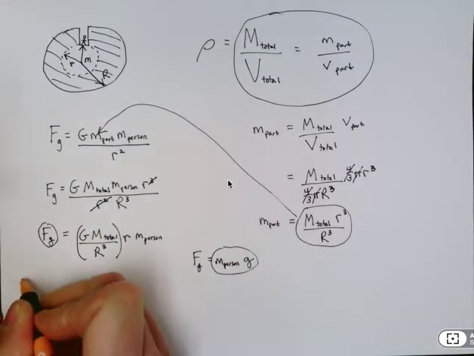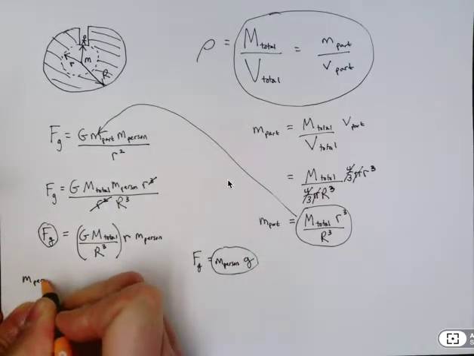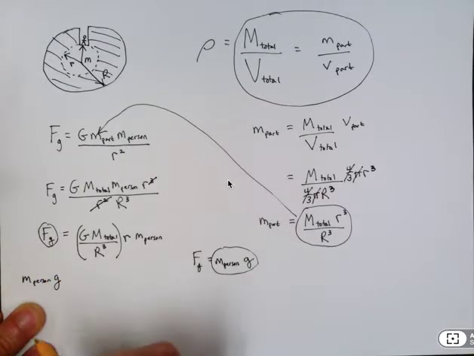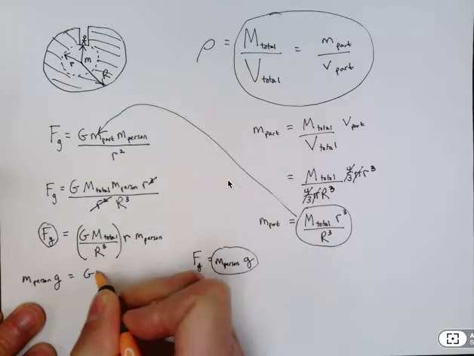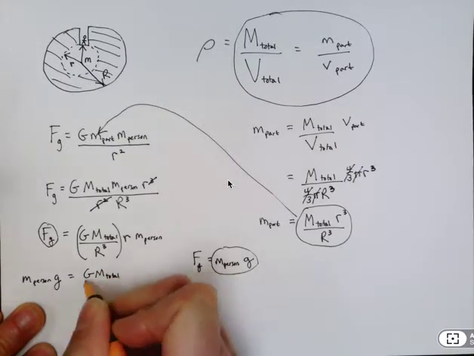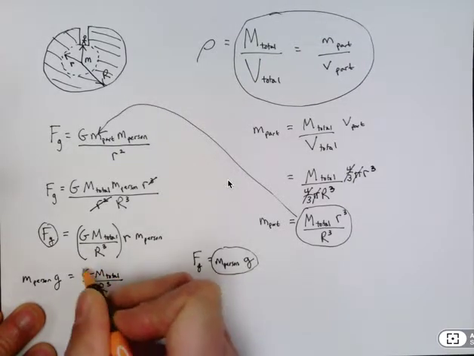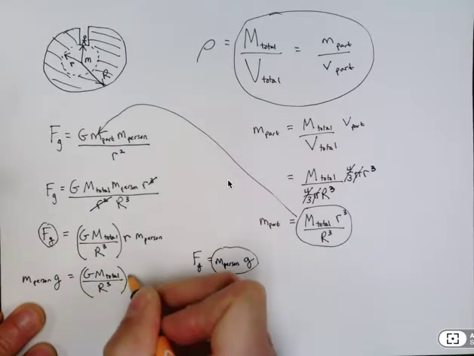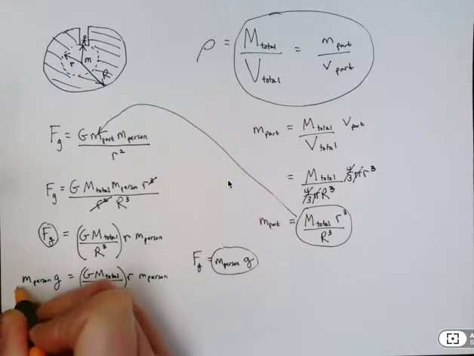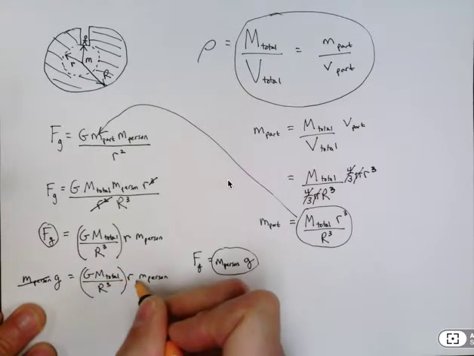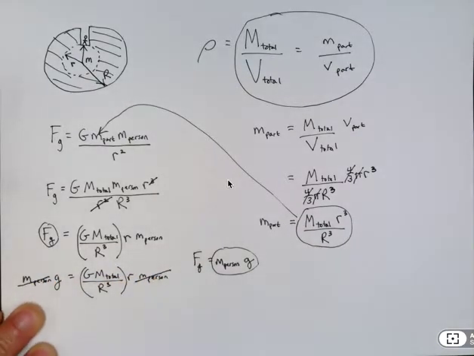So we have the mass of the person times the g wherever they happen to be is equal to G times the total mass of the Earth, over the total radius of the Earth cubed, times little r, times the mass of the person. And as I said, the mass of the person is going to cancel out here. So here's our final expression. This is what we were looking for.